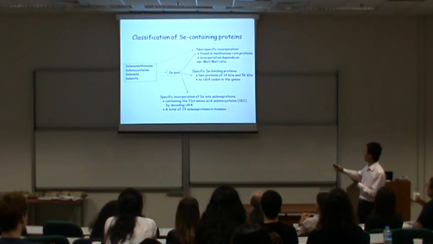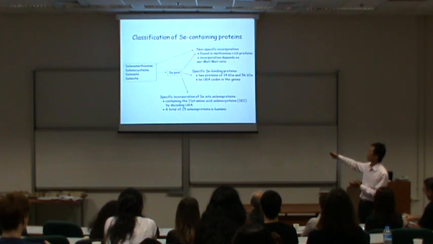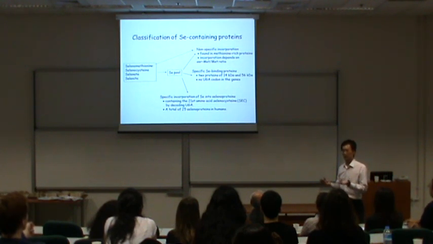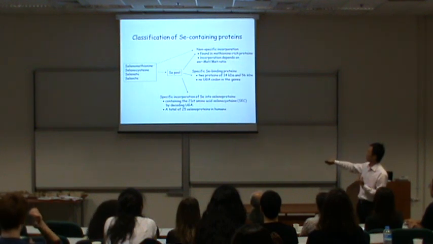And there are 2 other types of selenium incorporation into protein that are specific. One is selenium binding protein. We know there are 2 proteins, we don't know the names yet, 14 kilodalton or 56 kilodalton. They like to bind selenium for some unknown reason. So these proteins can bind specifically to selenium. And the other class of selenium-containing protein is called selenoprotein.